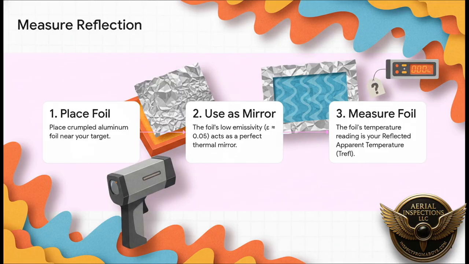But what about that second number, the reflected temperature? For this, you use another super simple tool, a crumpled up piece of aluminum foil. Because the foil is such a terrible emitter, it's an almost perfect thermal mirror. When you aim your camera at it, you're not seeing the foil's temperature at all. You're seeing the average temperature of everything in the room that's being reflected by the foil. And that reading, that's your reflected apparent temperature, or TREF.